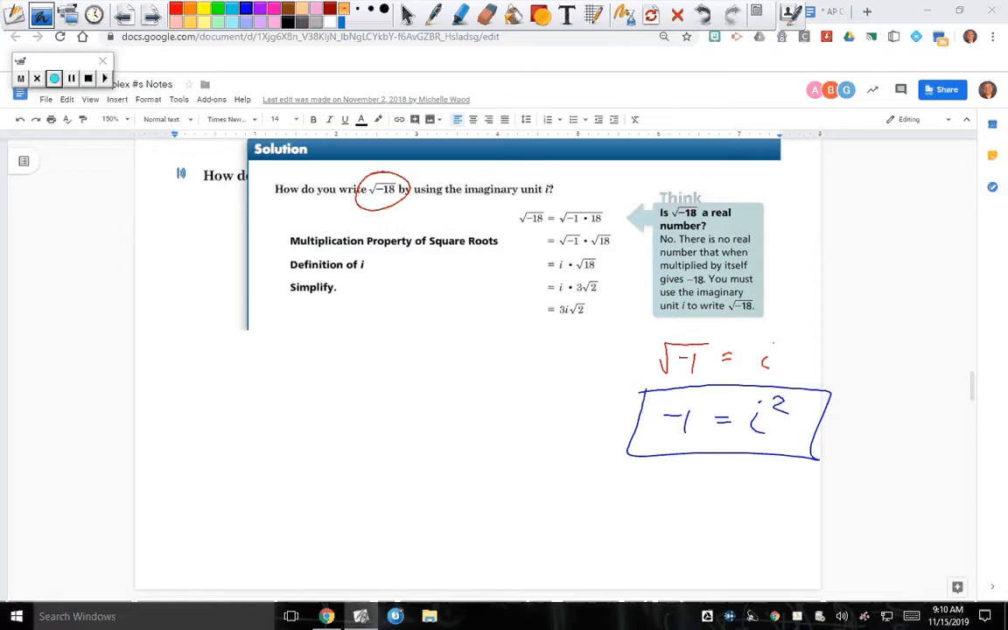I think the easier one for me growing up to memorize was this one: i squared is equal to negative 1. Because how can something squared give you a negative number? So it's not real. With that being said, if I square root both sides, i is equal to the square root of negative 1. Okay? Are we good?